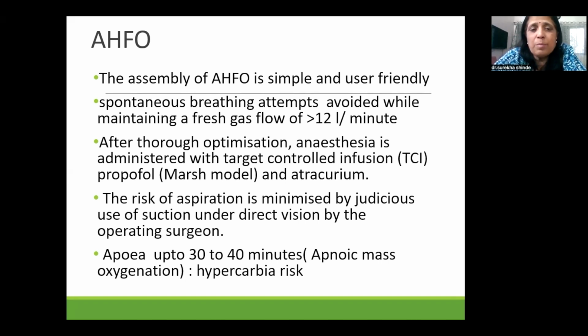But here I have spoken with every one of them. Hey, are you not scared of giving apnea for 30 to 40 minutes? They said, no, madam. You have to see it to believe it. So I have definitely seen that, and I know how beautiful the technique is. But of course, you know what the risk of apnea for more than 30 minutes leads to. It is too much hypercarbia. So that has to be taken into account.